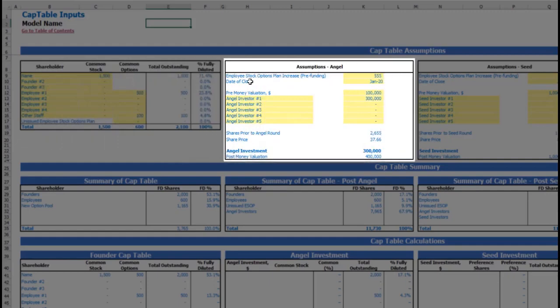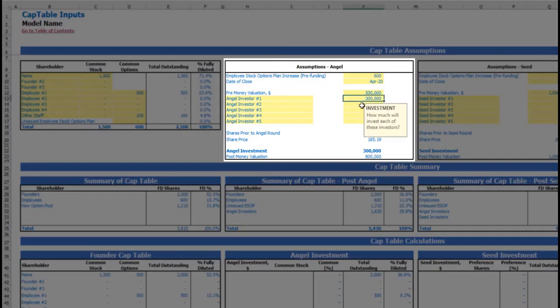The next step will show you the assumptions for angel round. So you can input employee stock options increase on pre-funding, for example 600. You can set date of close, which can be April 20 for example. You can set the pre-money valuation, which can be some amount, 500,000.